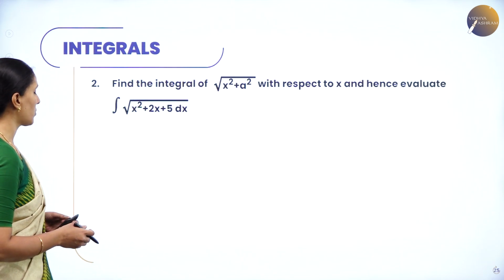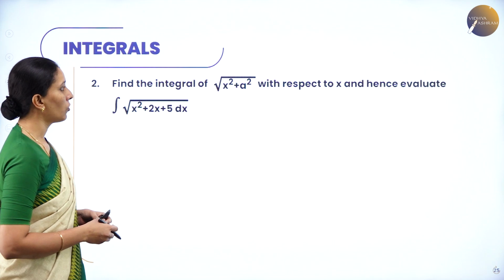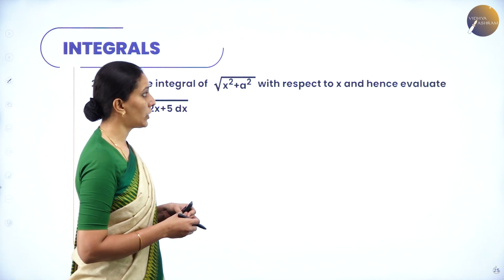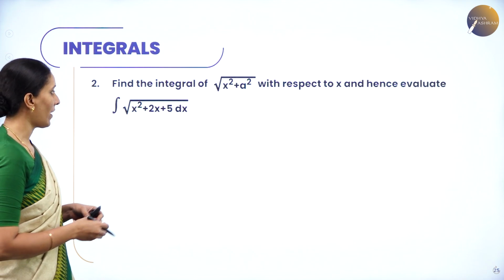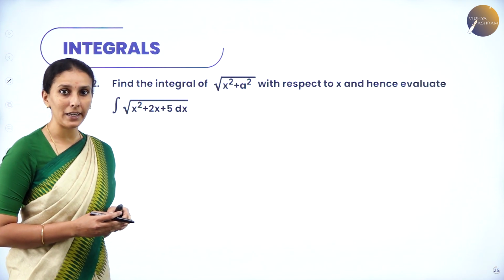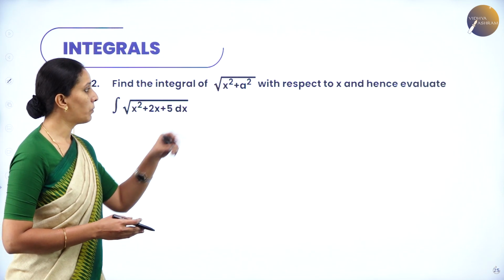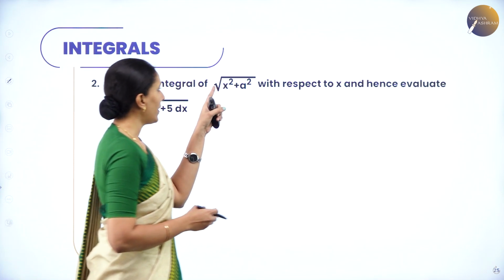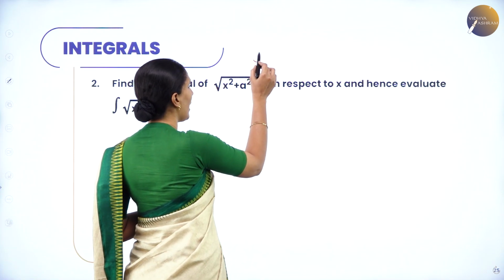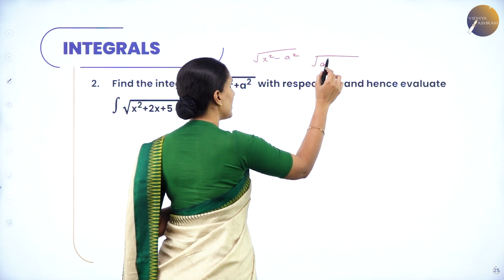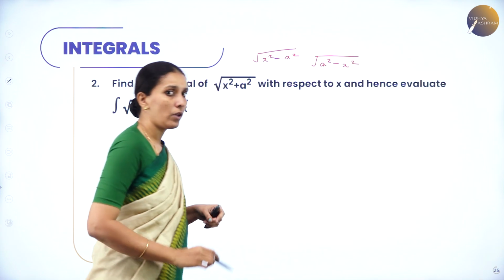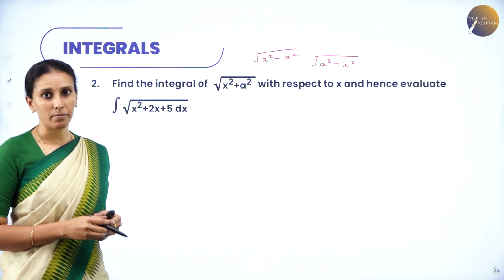Next question. Find the integral of root of x square plus a square with respect to x and hence evaluate the integral of root of x square plus 2x plus 5. Again, this can be done by the completing square method, but let us find the proof of this first. Now to find the proof of these integrals, we have two more integrals, root of x square minus a square and root of a square minus x square. We use the method of integration by parts.